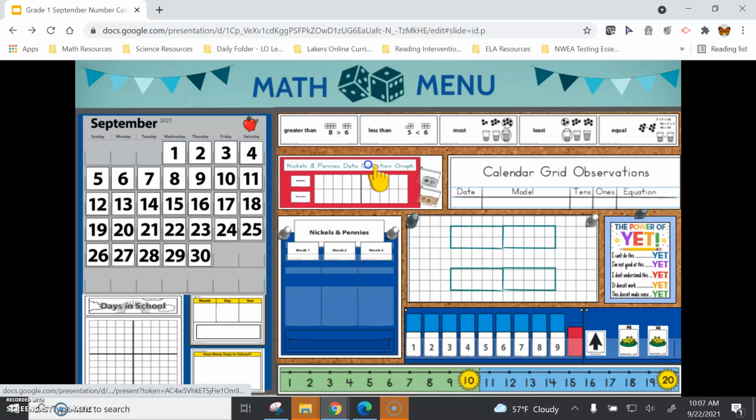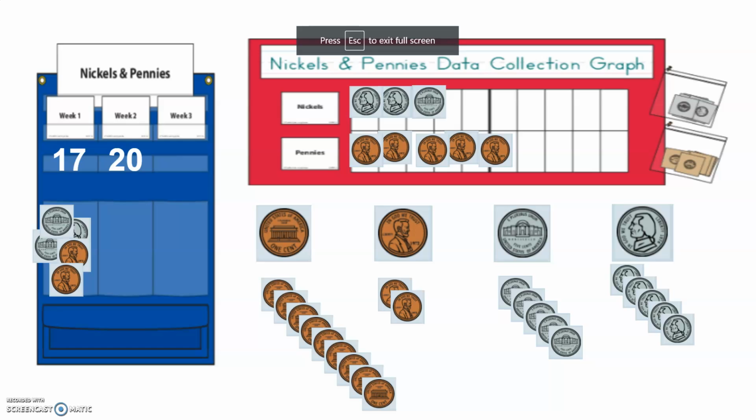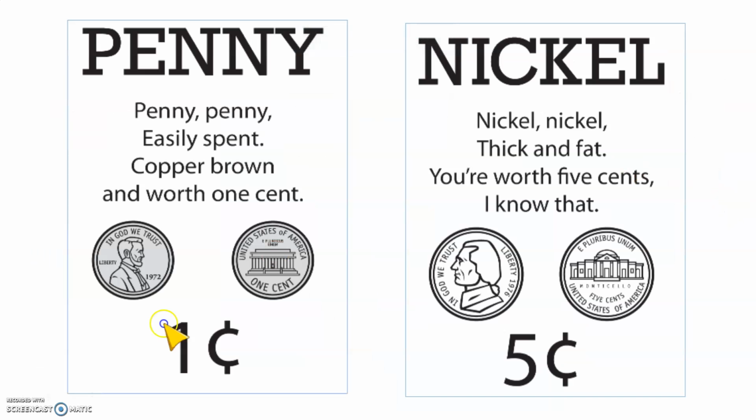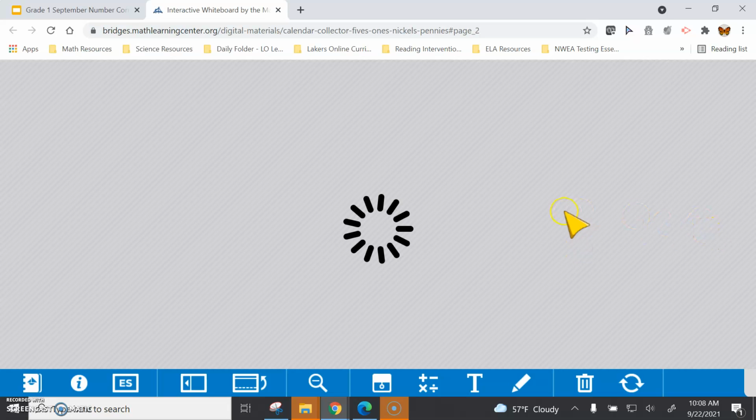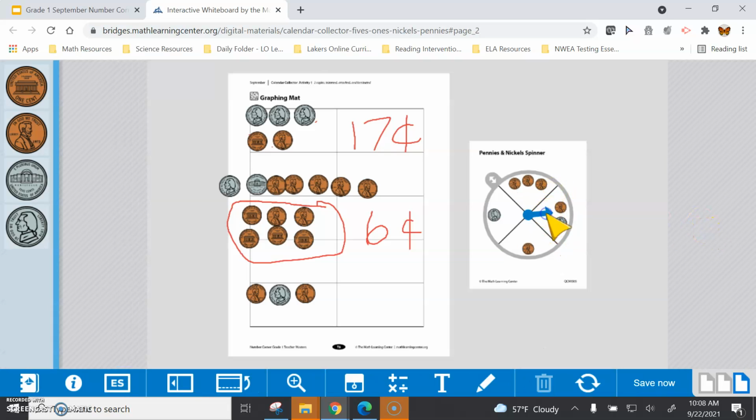It's time for us to collect a coin and find out what we will see. Remember, this whole month we've been collecting pennies and nickels. Let's go to our spinner and find out what we will see. We have another penny for the last day of the month of September. So now we have 1 nickel and 1, 2, 3 pennies.